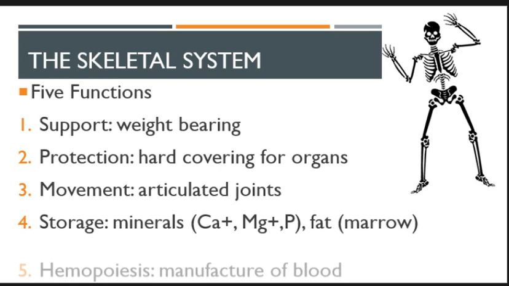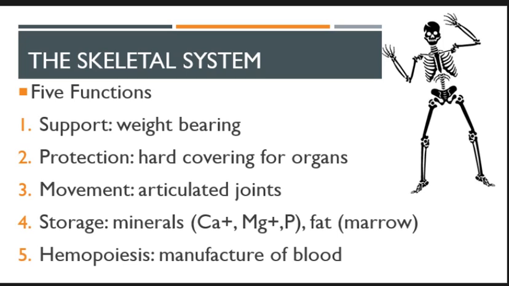And then the 5th function is called hemopoiesis. Look at that close. It's not homeostasis or anything like that. It's hemo, H-E-M-O, poiesis, P-O-I-E-S-I-S. That is talking about the manufacture of blood cells. So it turns out all of our blood is made in our bones. We'll look at some details of that here in a second.